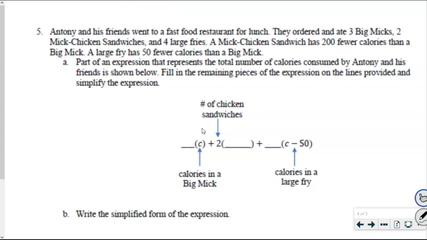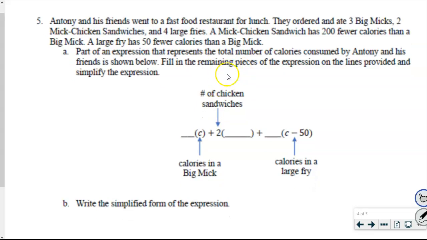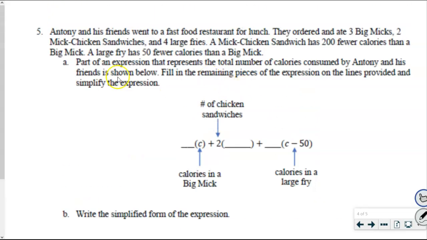Last one really quick, and I want to go over this one because you do have one very, very similar in your homework. Anthony and his friends went to a fast food restaurant for lunch. They ordered and ate 3 Big Mix. Not Big Macs, we're not copywriting issues here. Big Mix. 2 Mick chicken sandwiches, spelt M-I-C-K, not M-C, so totally not copying anybody at all. 2 Mick chicken sandwiches and 4 large fries. A Mick chicken sandwich has 200 fewer calories than a Big Mick, and a large fry has 50 fewer calories than a Big Mick. So part of the expression is written out for us.